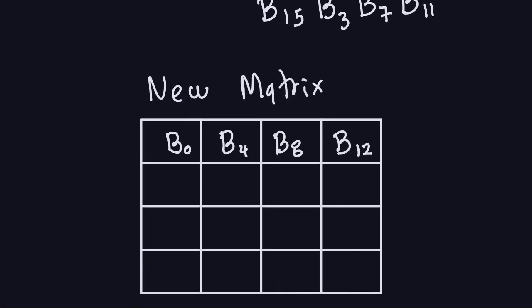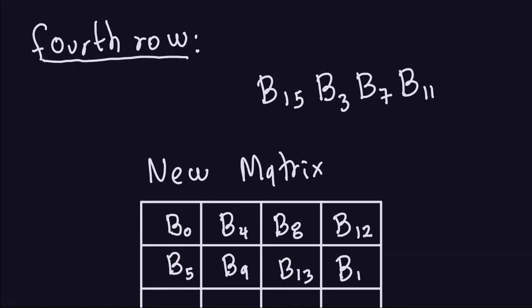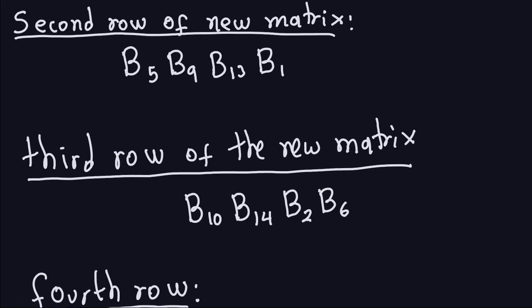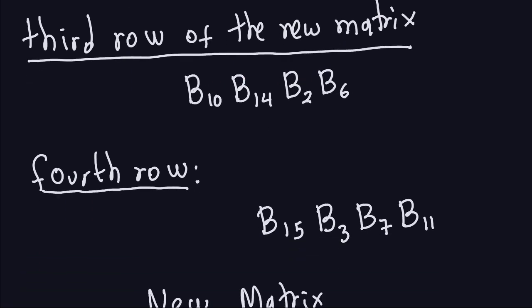So it's going to be B5, B9, B13, and B1, which is the second row of the new matrix. If you go back here, let me scroll up, you will realize that's the one we have here: B5, B9, B13, and B1. And so the third row will be this one, and the fourth row will be this.